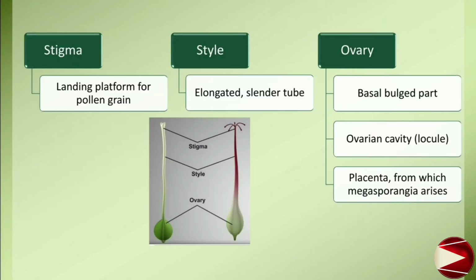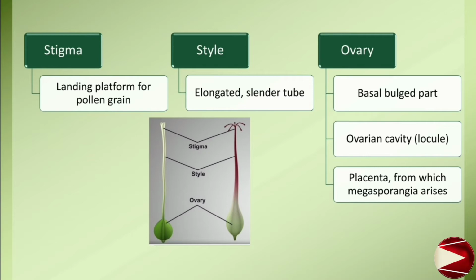Carpel or pistil has three parts: stigma, style and ovary. Stigma is the receptive part to receive pollen grain. Style is an elongated slender tube in which pollen tube formation occurs. Ovary is the basal bulged part and the cavity inside it is called ovarian cavity or locule. The placenta is located inside the ovarian cavity.